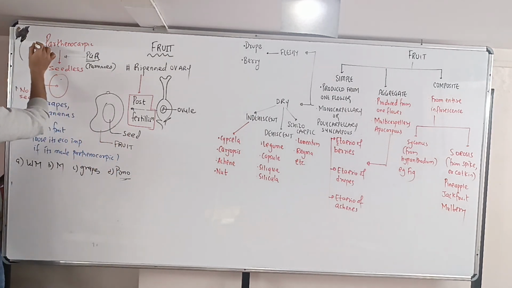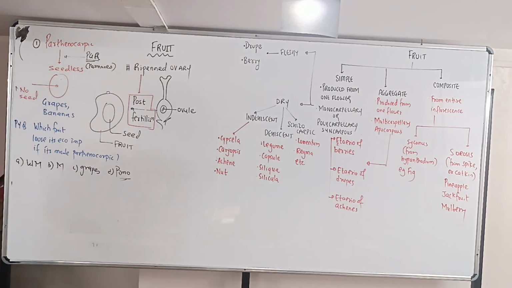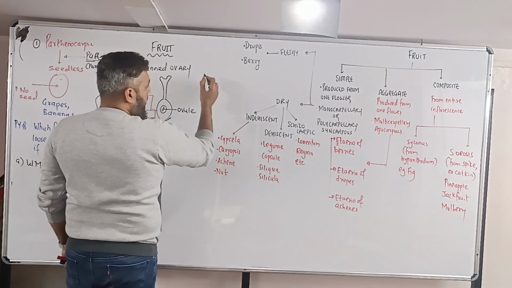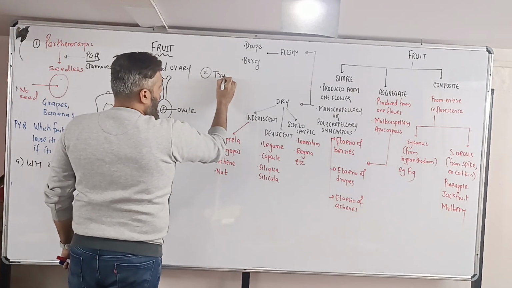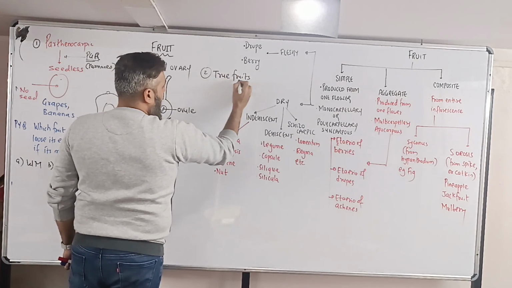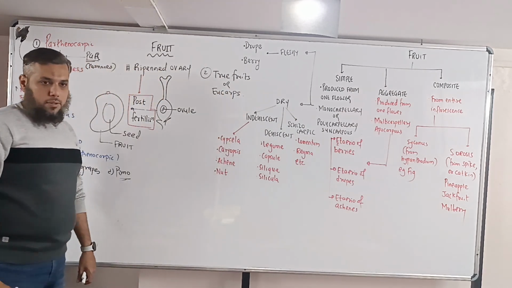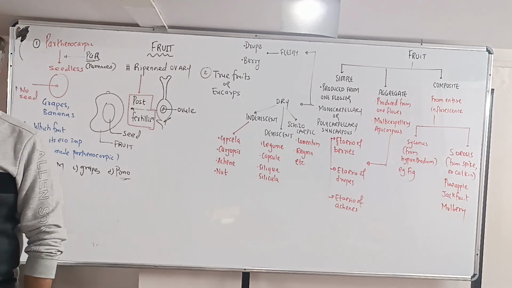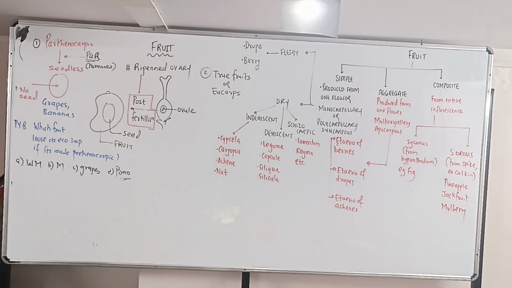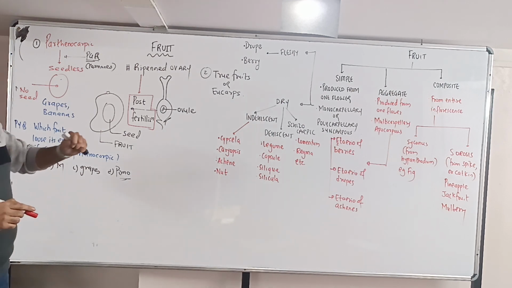That there are certain fruits which are called parthenocarpic. There is a type of fruit which is called true fruits or eucarps. Okay? When the fruit develops only from the ovary, it develops only from the ovary. Sepals, petals, thalamus, ये सब उसके फॉर्मेशन में हेल्प नहीं करते. वो सिर्फ कहां से डेवलप हो रहा है? ओवरी से ही डेवलप हो रहा है. तो ऐसे फ्रूट को क्या बोलते हैं?